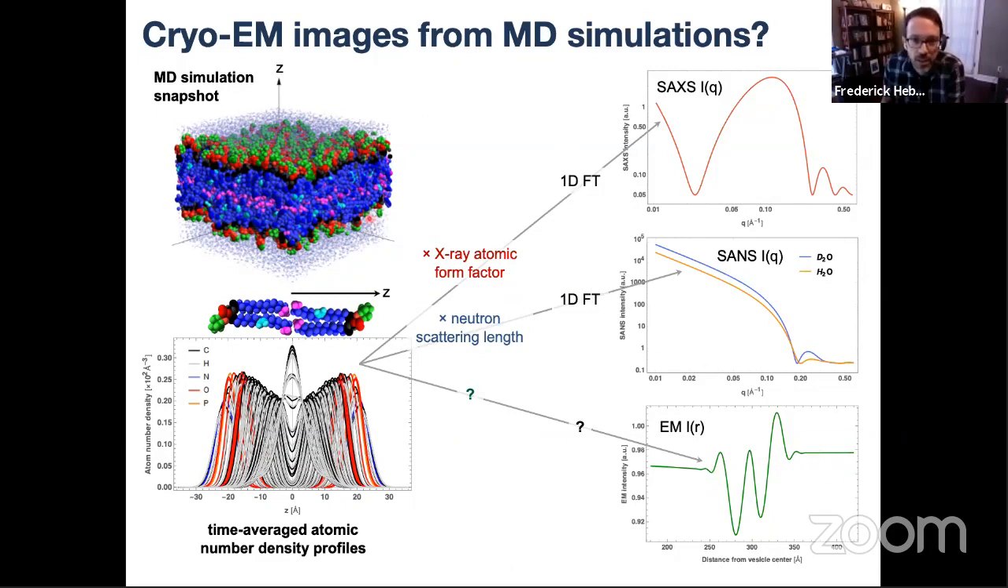profiles from an MD simulation. And maybe that would give us some insight into where this profile comes from and how it depends on lipid composition or other parameters like the instrument settings.